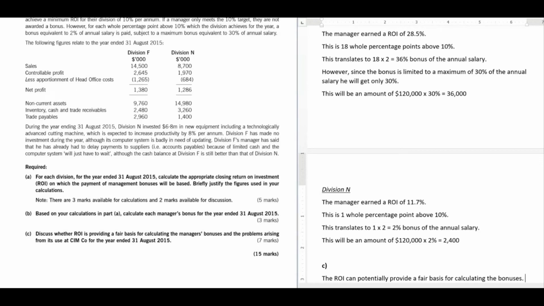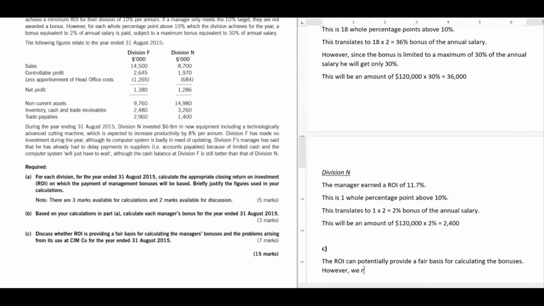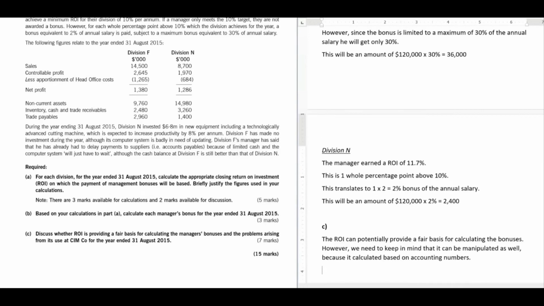However, we need to keep in mind that it can be manipulated as well. Why? Because as we've covered many times before, it is calculated based on accounting numbers, and as finance professionals we know accounting numbers can always be manipulated, okay? So what's the manipulation going on? That was there in the last paragraph.